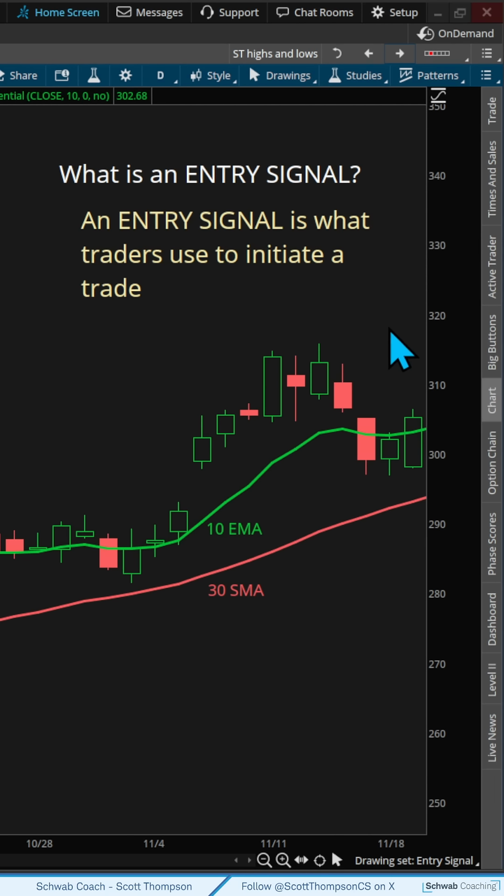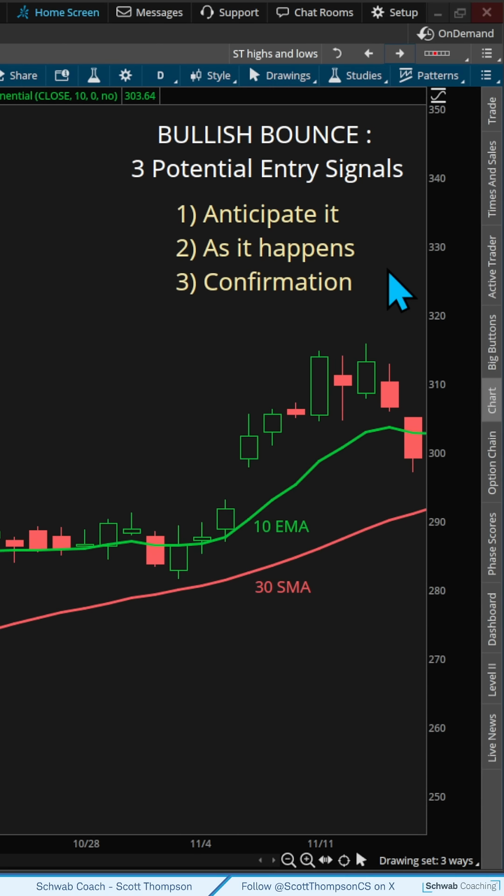Now, an entry signal is what traders use to initiate that new trade. And with a bullish bounce, there's 3 ways to do that. You can anticipate the bounce, you can trade the bounce as it happens, or you can wait for that confirmation. You'll want to practice these in your paper money and then decide which one works best for you. But traders will do all 3 of these different ones, and they have advantages and disadvantages. Let's take a look first at anticipating it.